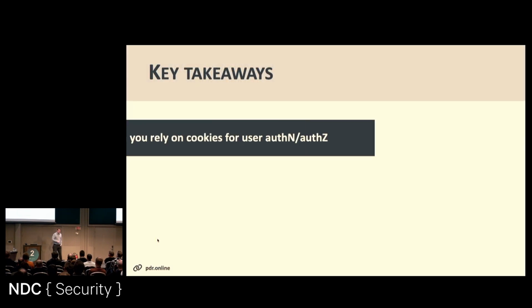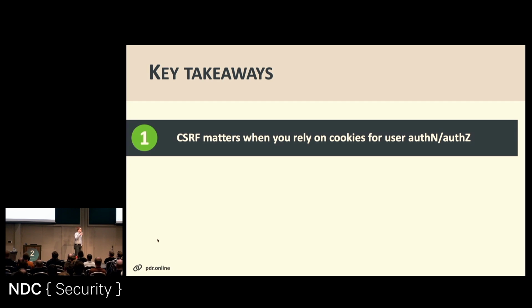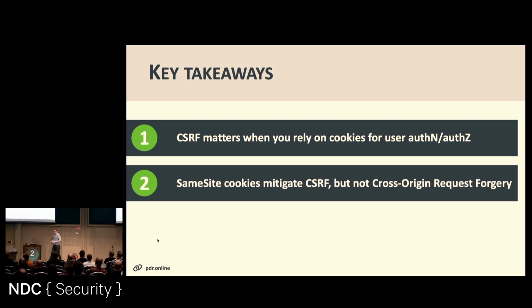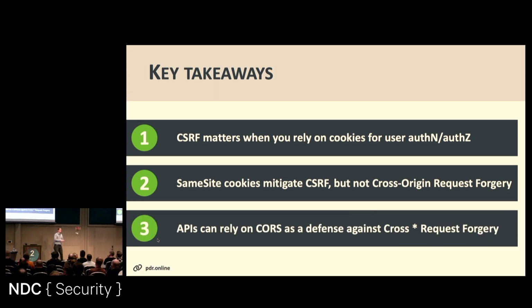All right, key takeaways. First of all, CSRF matters when you rely on cookies for tracking authentication state. That's takeaway number 1. Takeaway number 2, same-site cookies mitigate CSRF, but it has evolved into a cross-origin-based attack that is same-site. Subdomain takeovers leading to CSRF, or CORF, is a real problem. And third, if you're building API-based applications, which most of us, I'm guessing, are doing, then you can rely on CORS as a defense against cross-star request forgery. My slide was too small to put the full words on there, but cross-origin, cross-site, it works against both, and it's a really good defense.